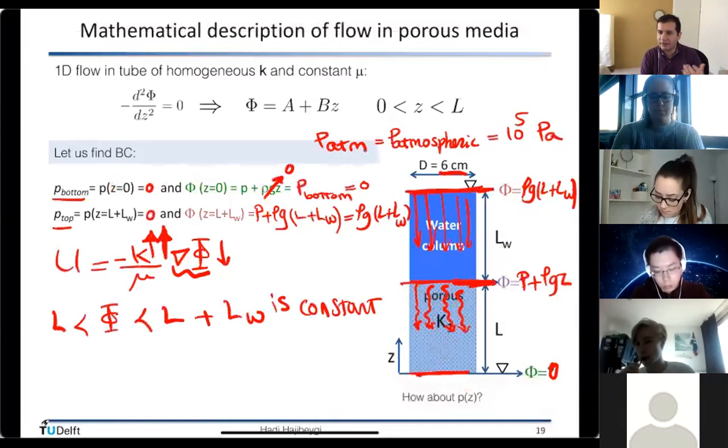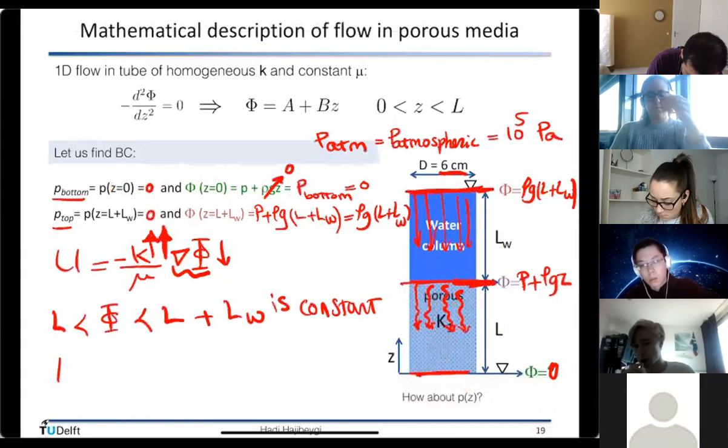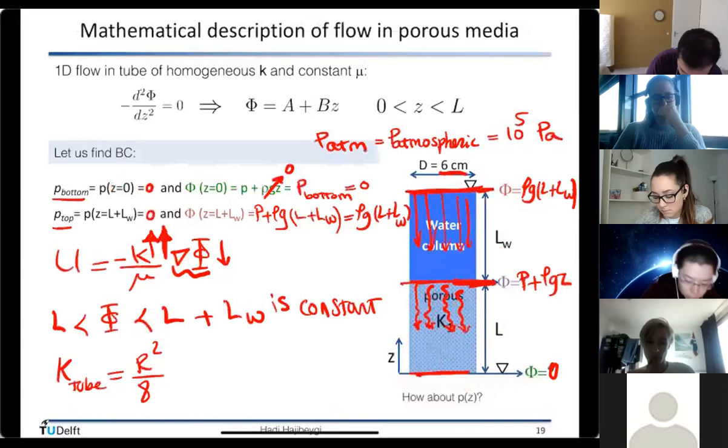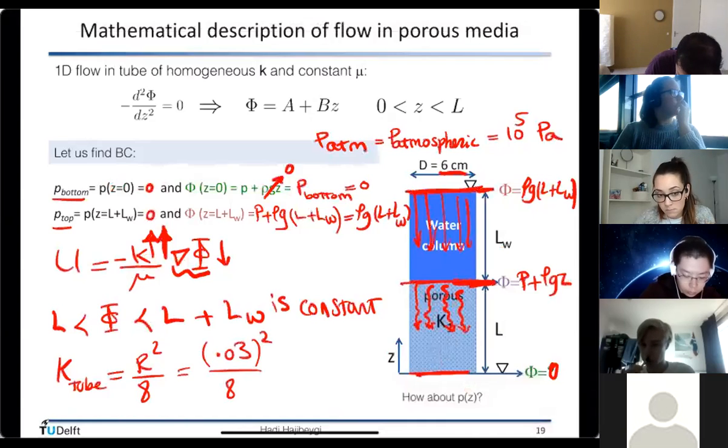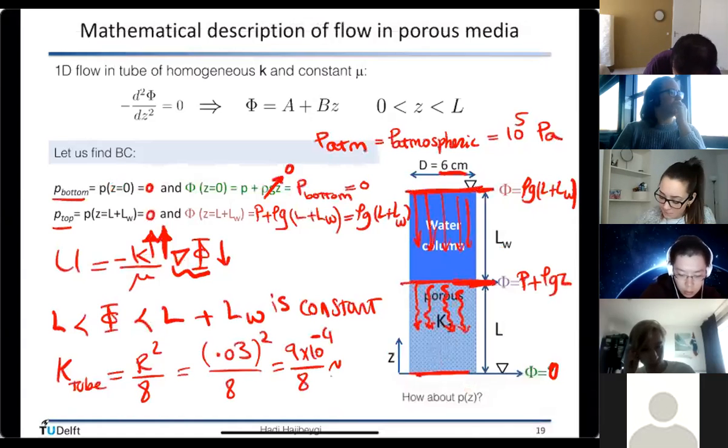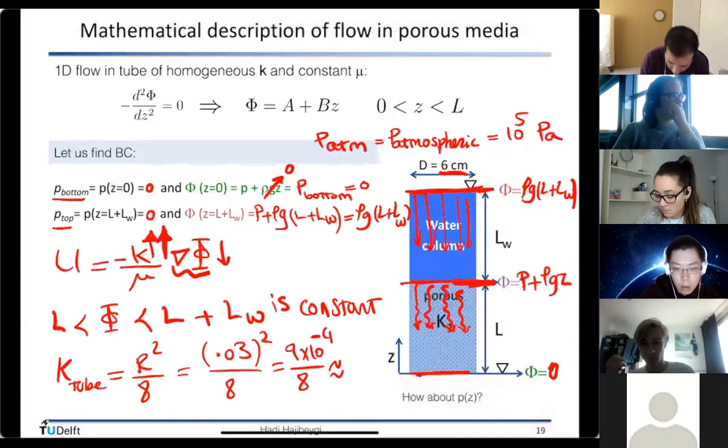There is no permeability, or rather no resistance for the flow to happen. Of course, if you want to be very accurate, you need to estimate that K of the tube is R squared over 8, with R being 3 centimeters. So 0.03 meters to the power 2 over 8, which is 9 times 10 to the power minus 4 divided by 8. Of course 9 divided by 8 is not 1, but it is in the order of 10 to the minus 4.